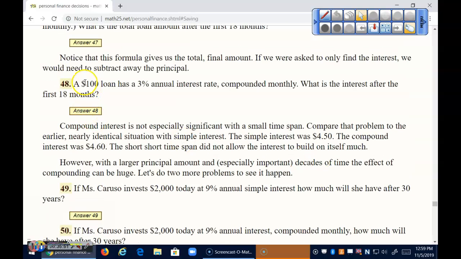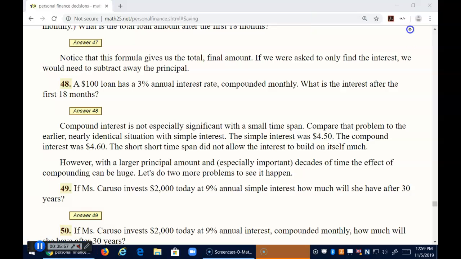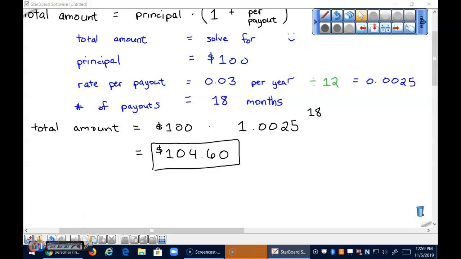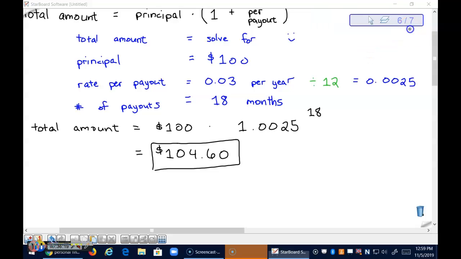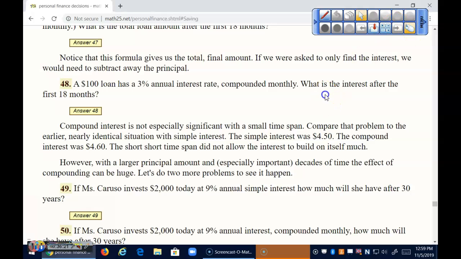So that's a reminder that if it asked only for the interest, we'd have to subtract away the 100. By the way, how come it's not 103? If it's 3% of 100, you'd think it would be 103. That's the compounding. Each month it builds a little bit, and over the course of the year, it's equivalent to 4.6% instead of just 3. Okay, let's keep on.